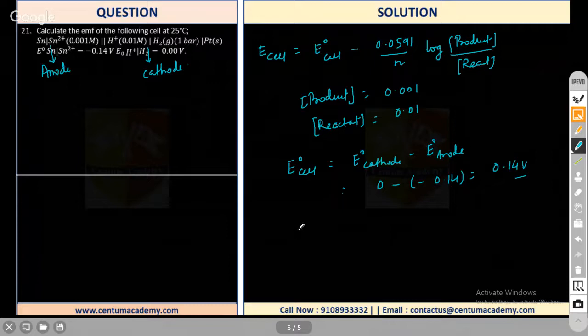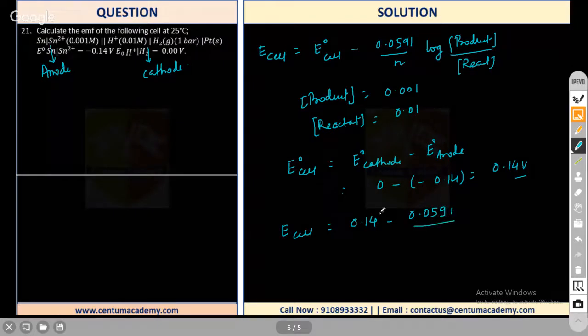Now we can find out the EMF of the cell. E cell is equal to 0.14 minus 0.0591 divided by N value. Here it is 2 because we have 2 plus here. N value is 2, log of concentration of product, which is Sn plus 2, which is 0.001, divided by concentration of reactant, which is 0.01.